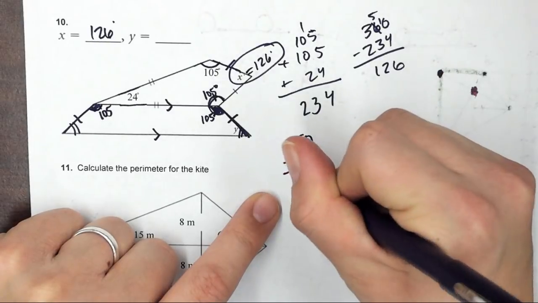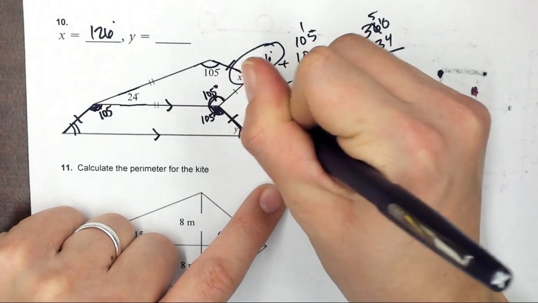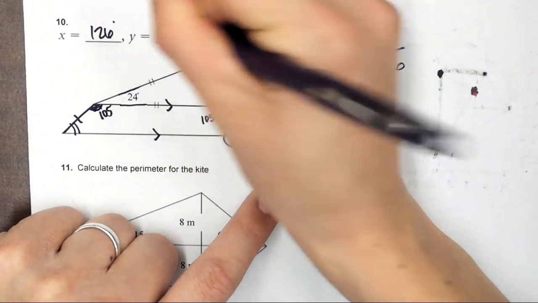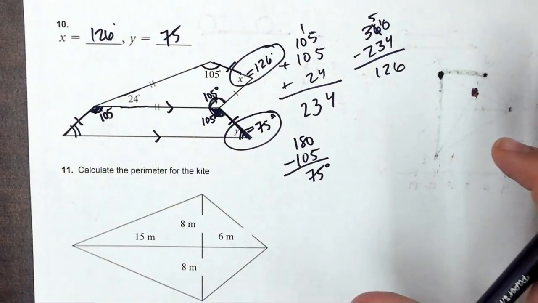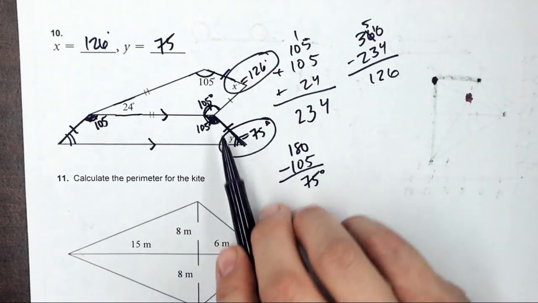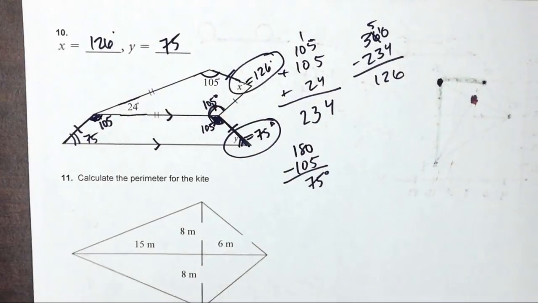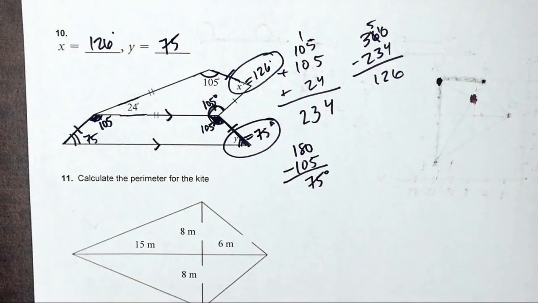So if I did that, I ended up with 75 degrees. So y is equal to 75. Done. Pretty cool. Nifty little problem there. I like it. And as always, if you want to check, just add all your numbers up. This would be 75. You should add all these up and you should get 360.